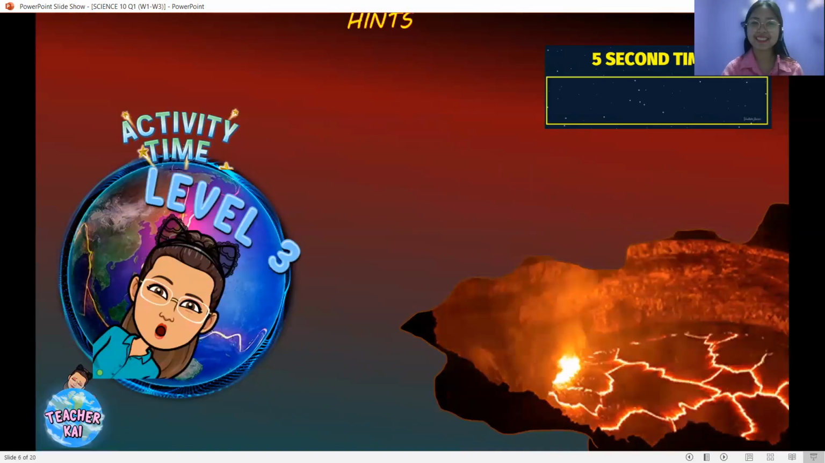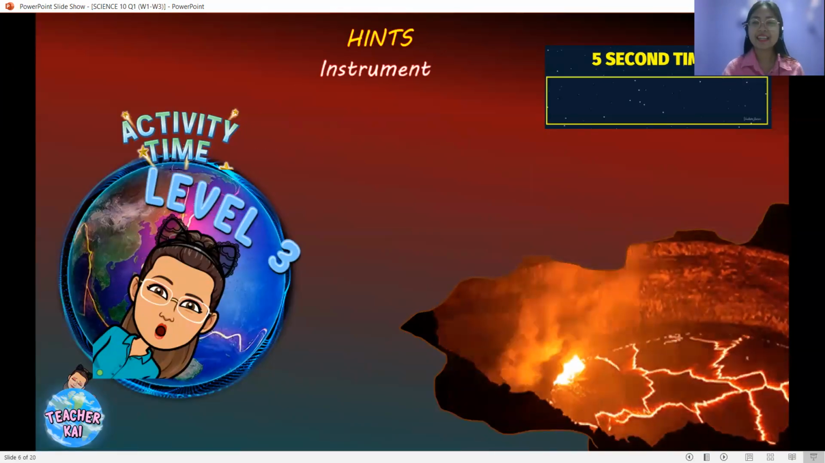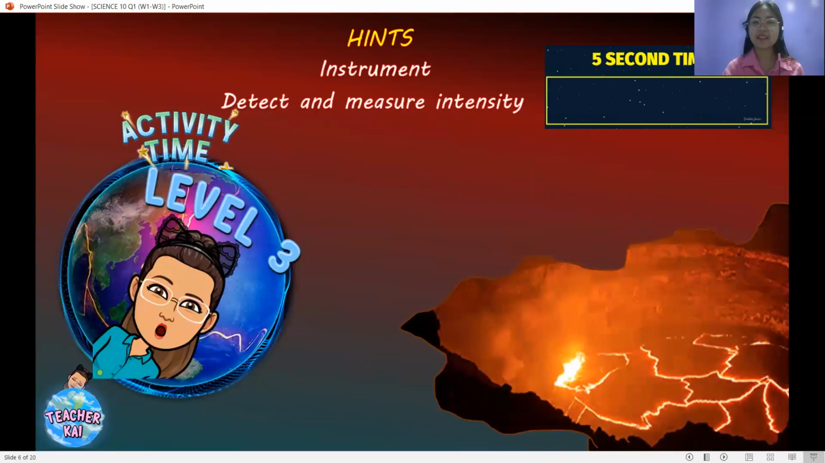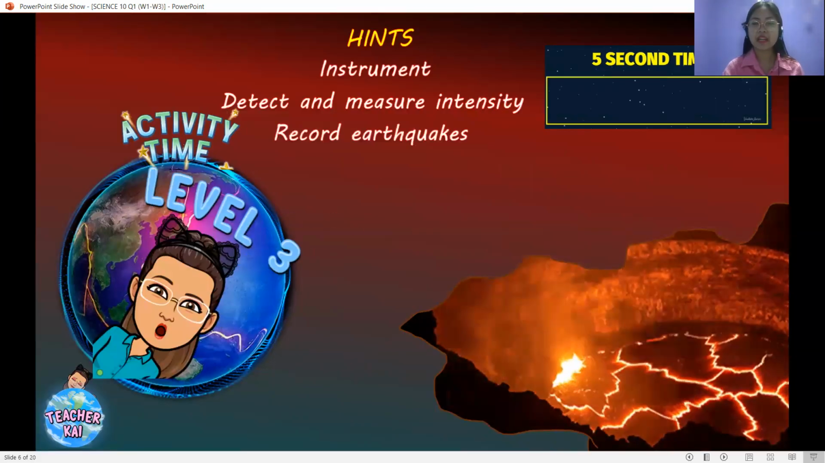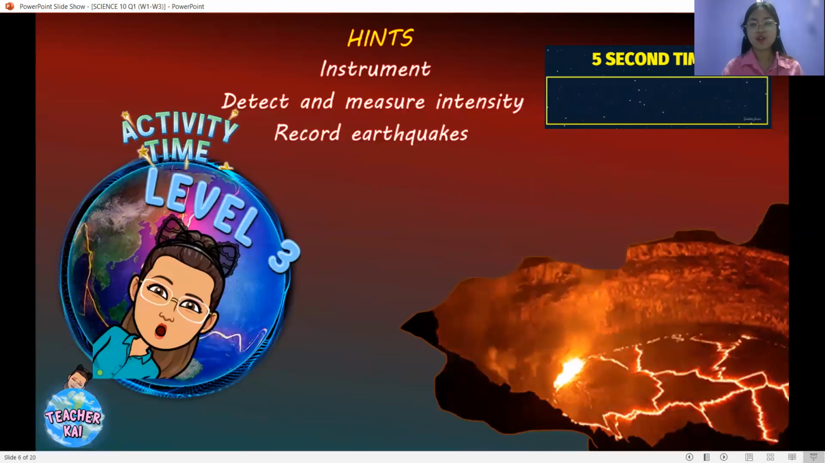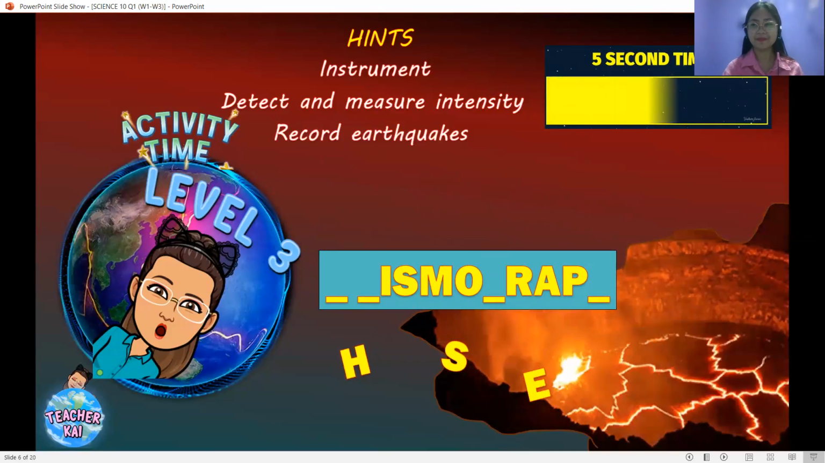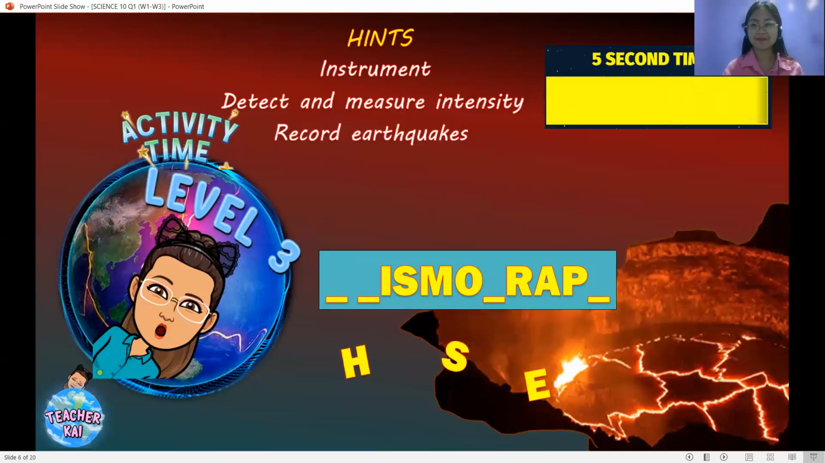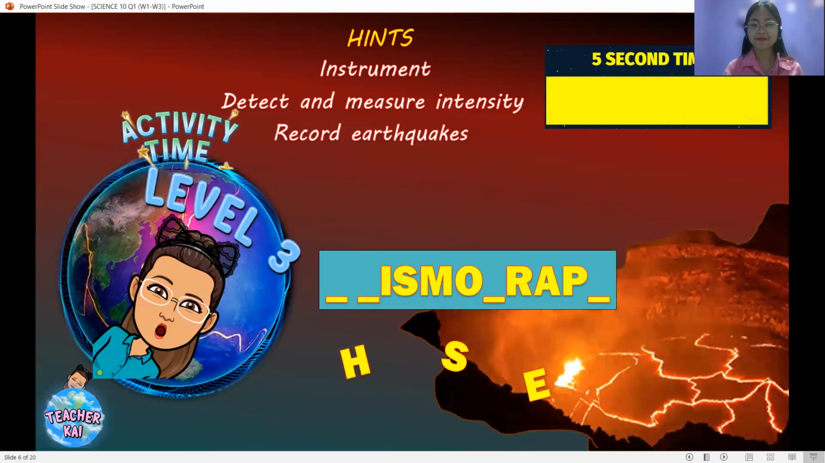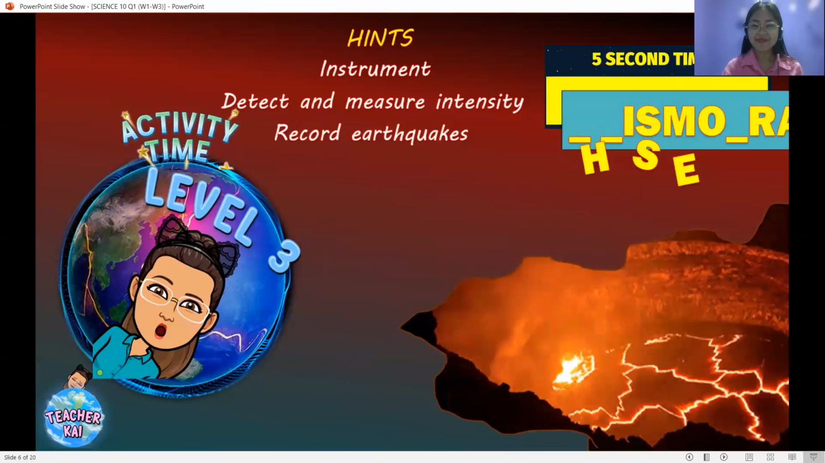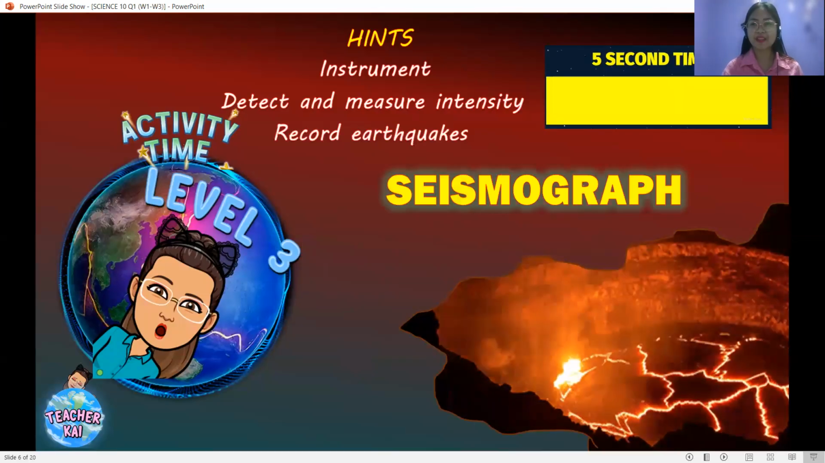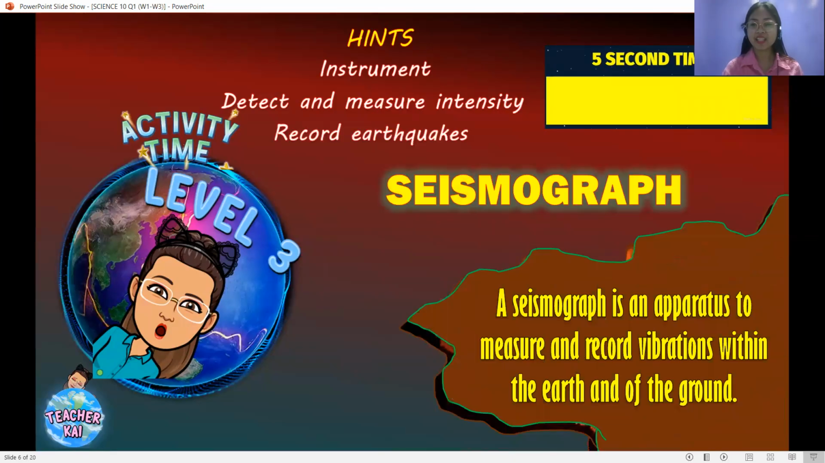Level 3. Hints. Instrument. Detect and measure intensity. Record earthquakes. What is the mystery word? Time's up. Good. The mystery word is seismograph. A seismograph is an apparatus to measure and record vibrations within the earth and off the ground.